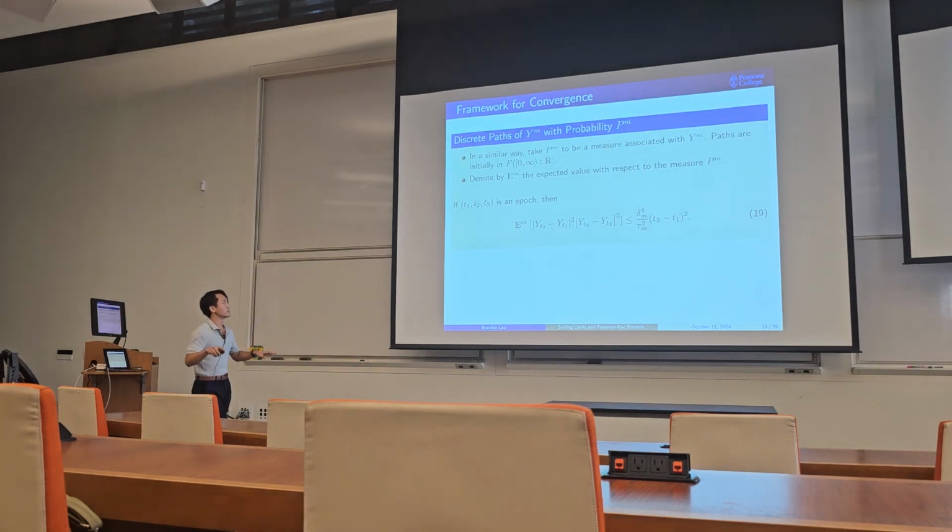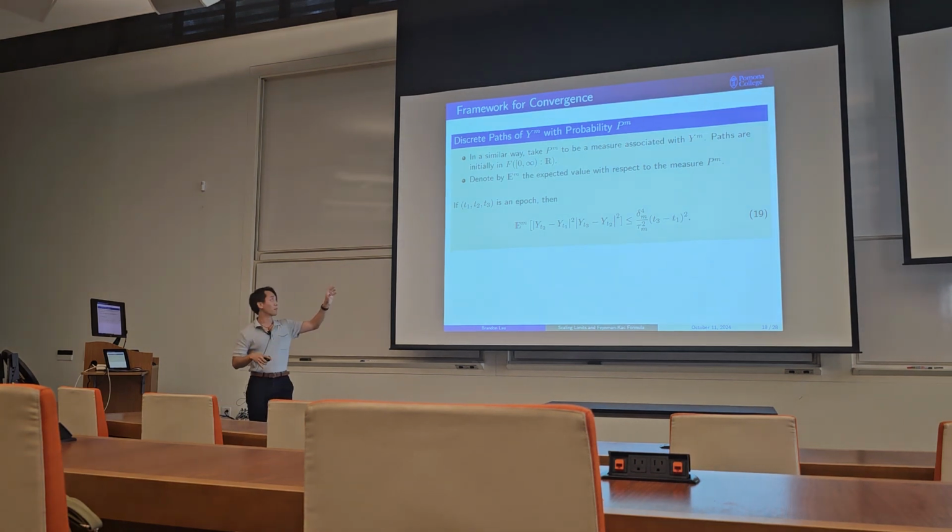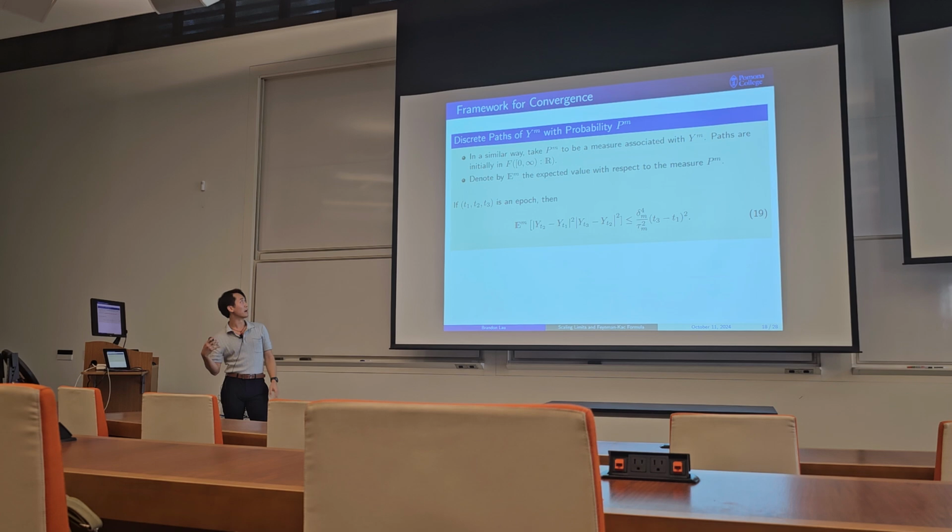So now, in a similar sense, we're going to take the probability measure P that's associated with ym, and the paths that are initially going from the set of all paths going from 0 to infinity to R. And we're going to denote E to be the expected value with respect to the measure P. So if we have T1, T2, T3, and that's an epoch, then we have the following inequality.